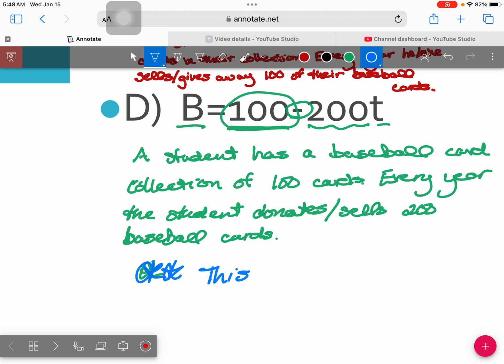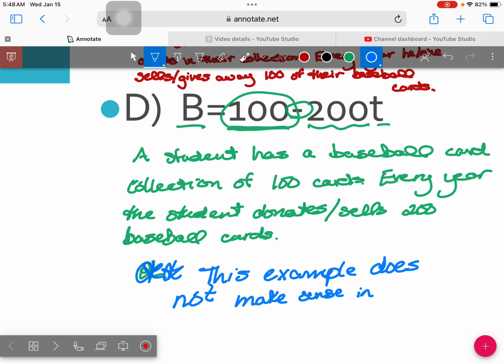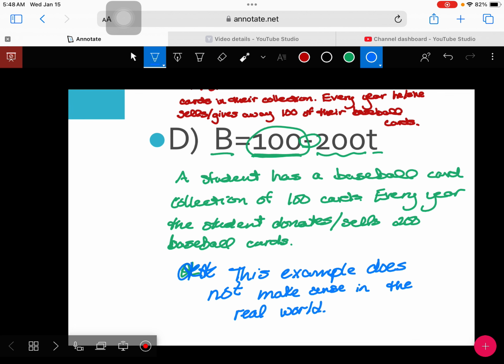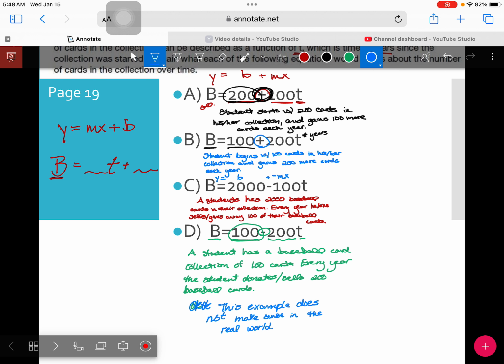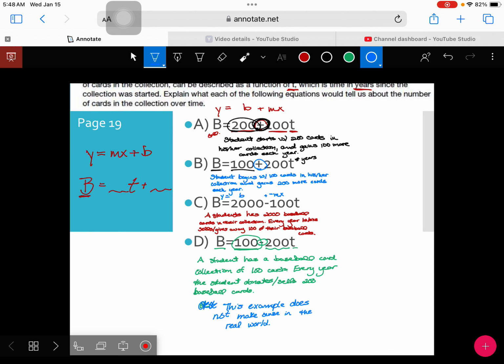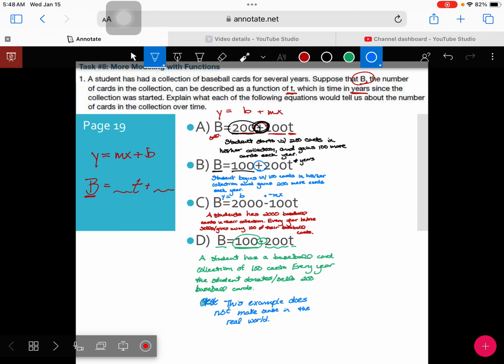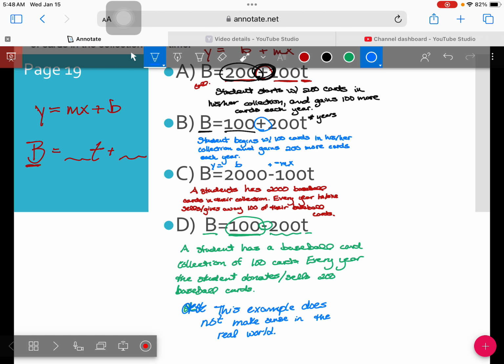This example does not make sense in the real world. So mathematical equations here can be written in many different ways, but only sometimes will they make sense in the real world. And letter D for this situation that was given to us and set up does not make sense with this word problem. Okay.